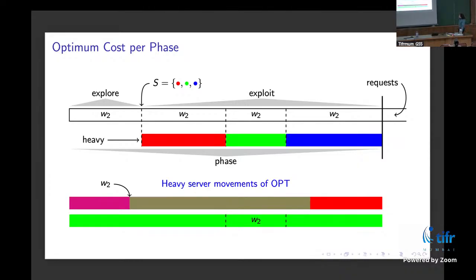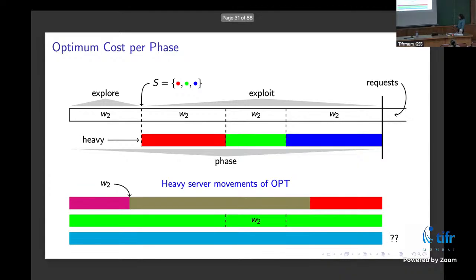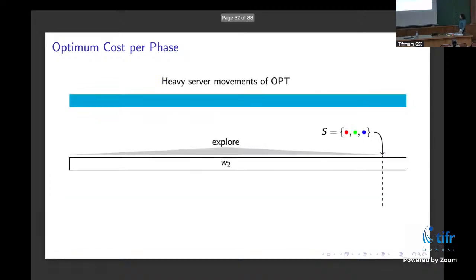Okay, so this is the other easy case. The slightly harder case is where the optimum keeps its heavy server at a location which is not in the set S, right? And in this case, we'll take help from the explore part, right? So let's just zoom into the explore part and see what happens.